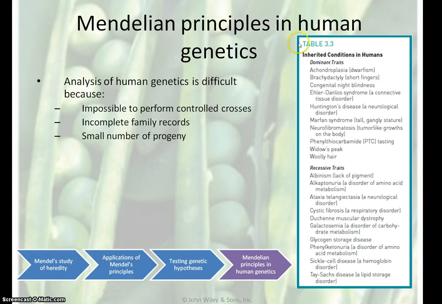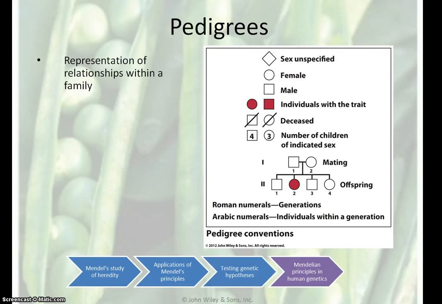So this table is showing you different disease conditions, but even normal traits that are passed on from parent to offspring, such as eye color or hair color, things like that. We can analyze in humans, despite the fact that it's a little bit more difficult. Okay, so one way that we follow genetic traits in humans is by using something called a pedigree.